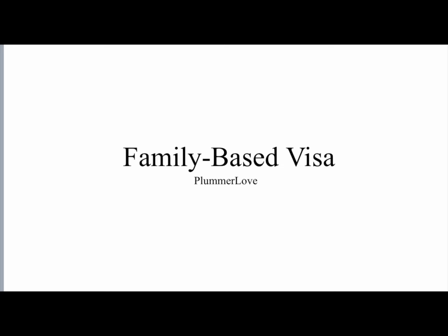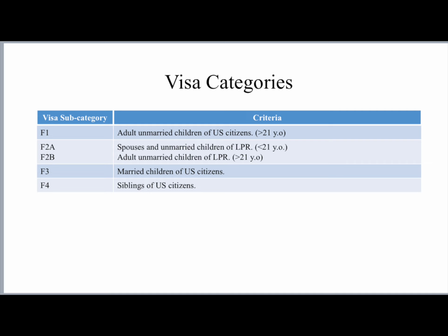So in this video, I want to do an overview of the F category. I want to touch upon the subcategories and say who falls where, and then we'll discuss the visa bulletin in a little more detail. So the family-based visa, as we affectionately call the F category, has maybe like 4 major subcategories from F1 through to F4. F2 is divided into F2A and F2B. So let's begin with F1.